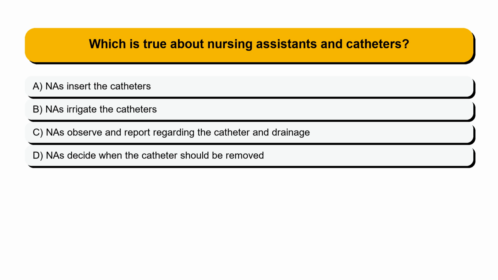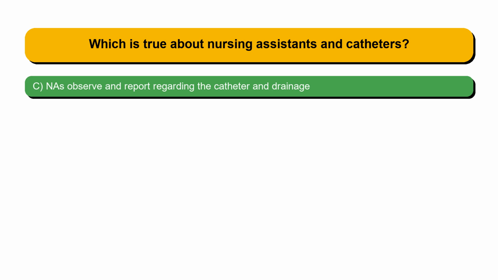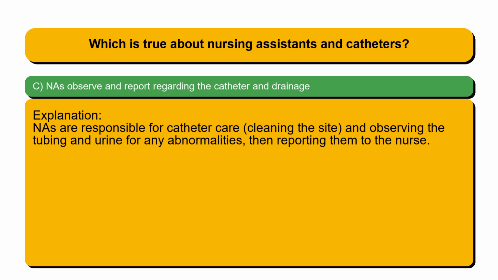Question 20. Which is true about nursing assistants and catheters? Option A, NAs insert the catheters. Option B, NAs irrigate the catheters. Option C, NAs observe and report regarding the catheter and drainage. Option D, NAs decide when the catheter should be removed. The correct answer is option C, NAs observe and report regarding the catheter and drainage. NAs are responsible for catheter care, cleaning the site, and observing the tubing and urine for any abnormalities, then reporting them to the nurse.